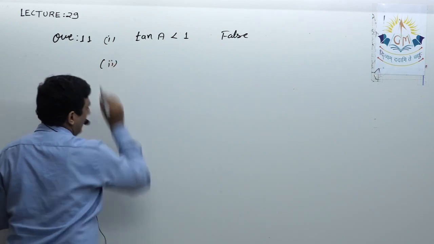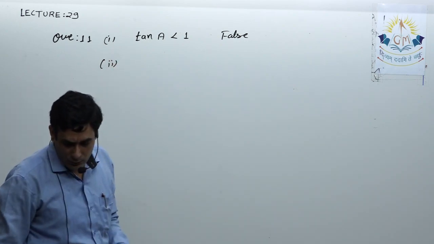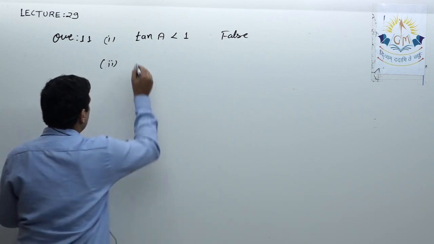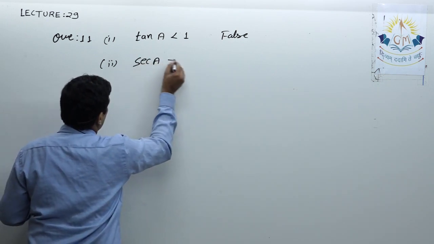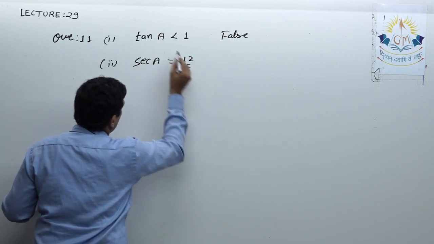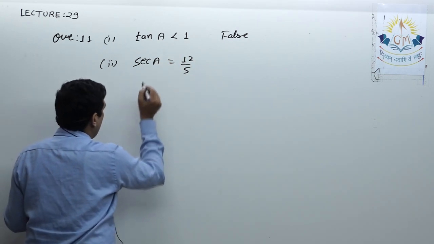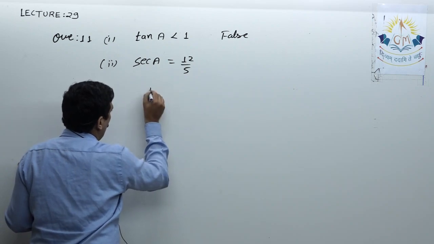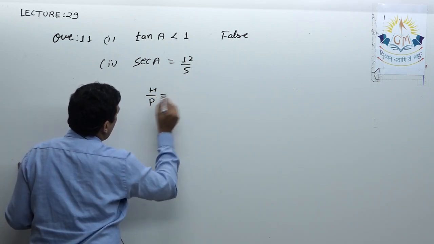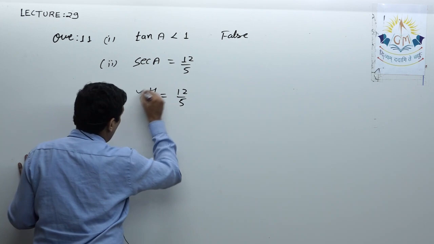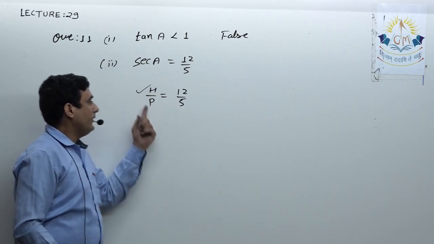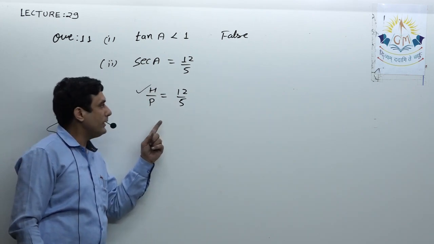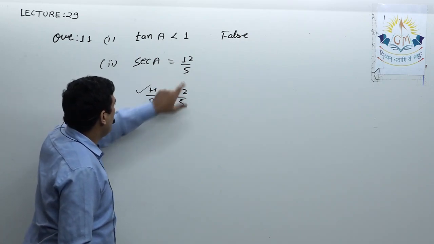Now the second one is sec A is equal to 12 by 5 for some value of A. See, when sec A is equal to 12 by 5, so sec A is what? Hypotenuse upon base, 12 upon 5. So it is possible, hypotenuse is definitely greater than base. So sec A equal to 12 by 5 is possible.